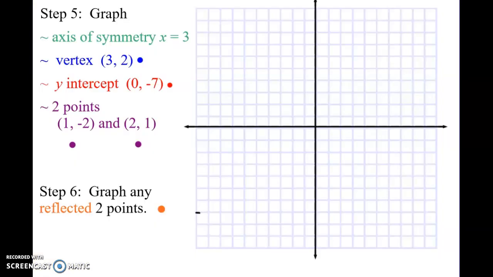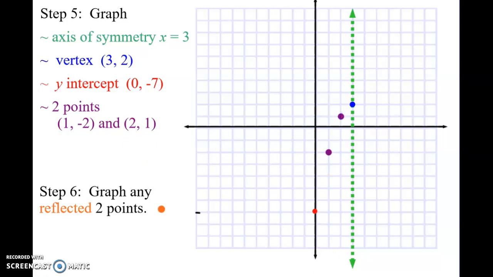So now let's put it all together. My axis of symmetry, I'm going to draw a line at x equals 3. My vertex is at 3, 2. My y-intercept is going to be at 0, negative 7. And I do know that this parabola has to go downwards because my original a was a negative 1. Next, the 2 points that I found, 1, negative 2 and 2, 1, are now on the graph.